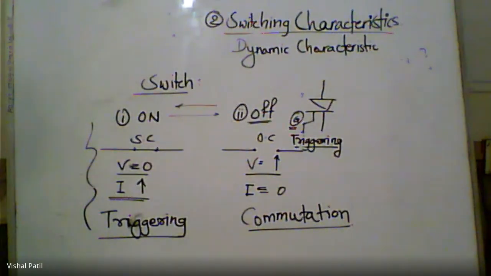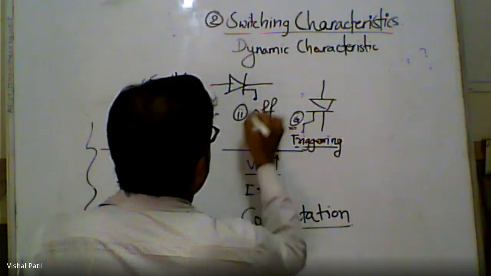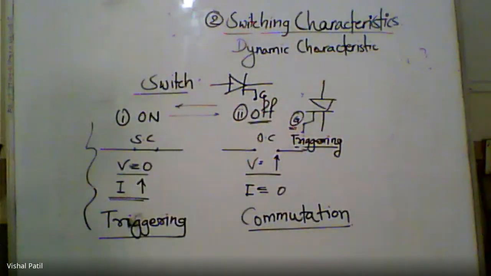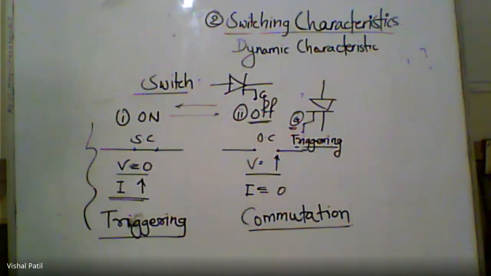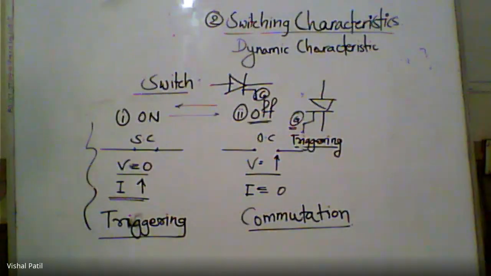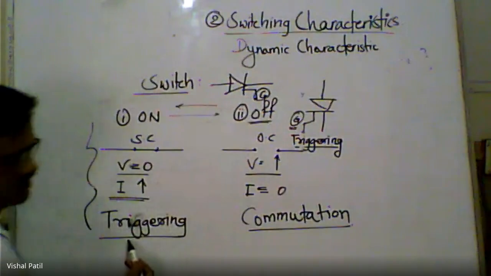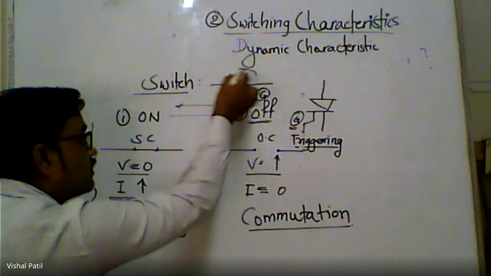For example, in case of SCR, this is something very important. To turn on the SCR, we use the gate terminal. By providing a gate pulse, we are making it on. That is, we are using the gate pulse triggering method to make it on. But I cannot use the gate terminal to make it off. What I'm saying has a meaning. We can use the gate terminal to turn on only. We cannot use the gate terminal to turn off in case of SCR.